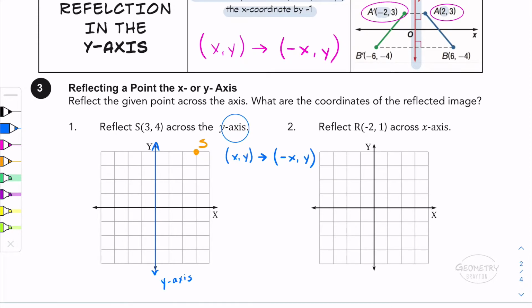So if 3, 4 is our point, I can easily write out that S prime is going to be at negative 3, 4. The only difference is that your x coordinate became negative. So I can plot point S prime at negative 3, 4. I can double check my work by counting to see the distance. S is 3 units away from the y-axis. S prime is 3 units away. So this is the correct answer for S prime.